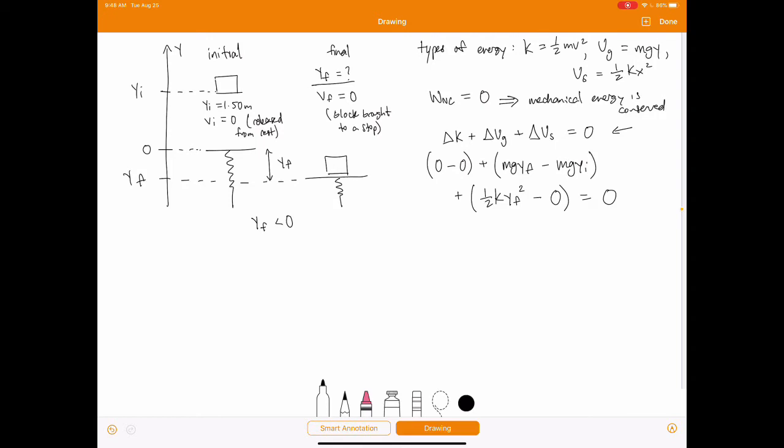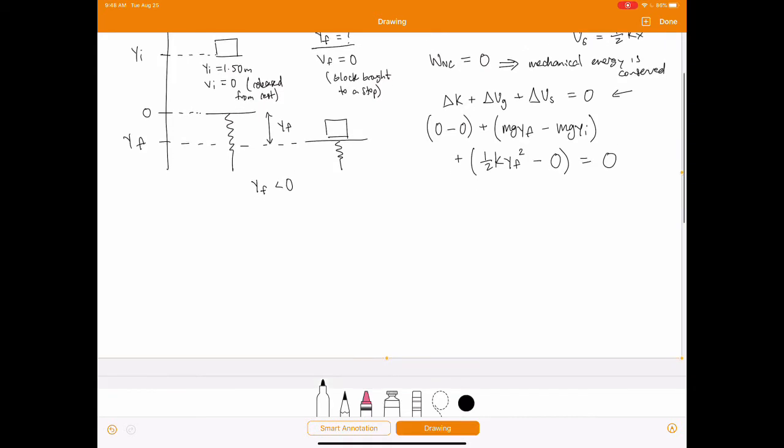Okay then, what we'll do next is simply plug in the known values. I have 1/2 times k, which is 474. Units are newtons per meter, but we can also write that as kilograms per second squared. And then we have y final squared. Okay, so I took care of this term. Next, let's do this term, mg y final. So I have plus, the mass is 2.5 kilograms. g is 9.8 meters per second squared. And then y final.